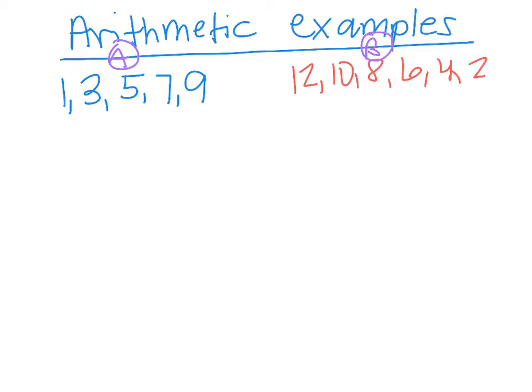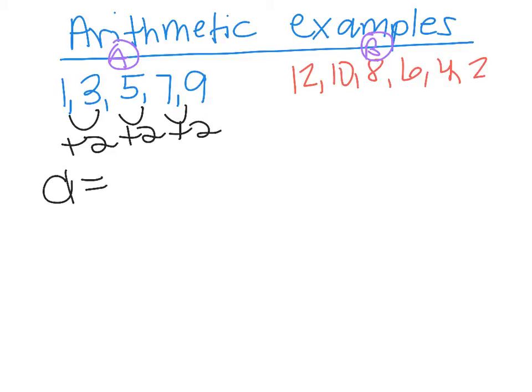So here are some arithmetic examples to help you. If you first look at a, 1, 3, 5, 7, 9. So what I'm doing every time is I'm adding 2. So what I'm going to do is write d equals 2. And that just tells me that my common difference is 2.